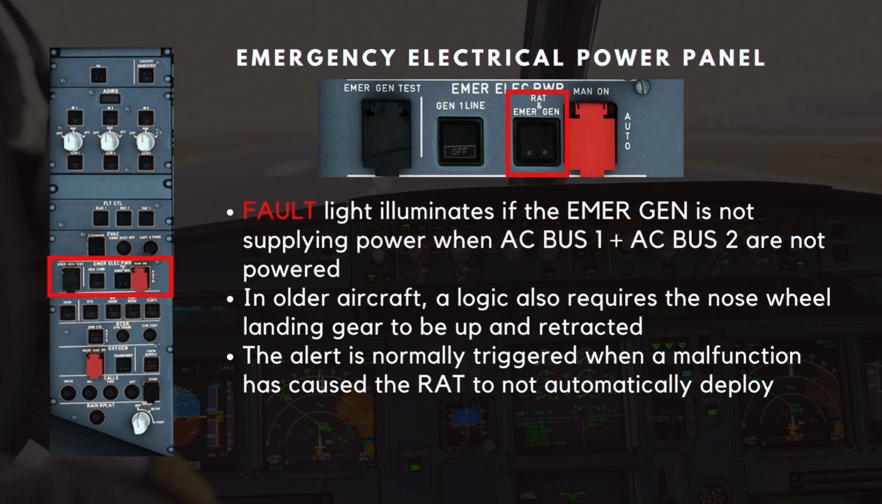The RAT and emergency generator fault light illuminates red if the emergency generator is not supplying power when AC bus 1 and AC bus 2 are not powered. In older aircraft, a logic also requires the nose wheel landing gear to be up and retracted. The alert is normally triggered when a malfunction has caused the RAT to not automatically deploy. In this case, manually extending the RAT may be required.